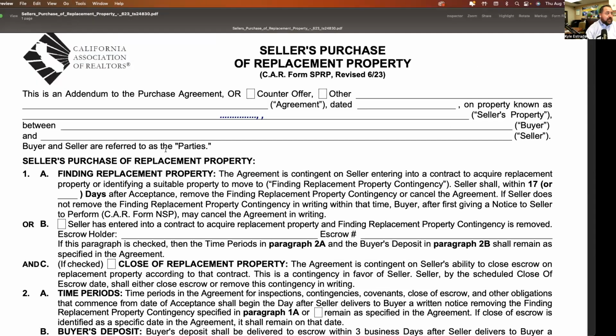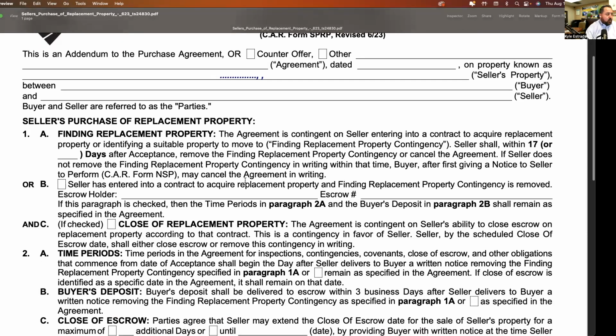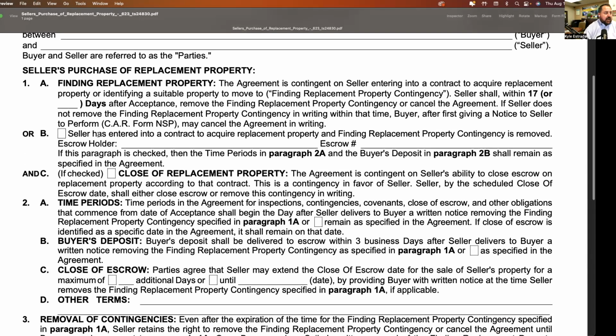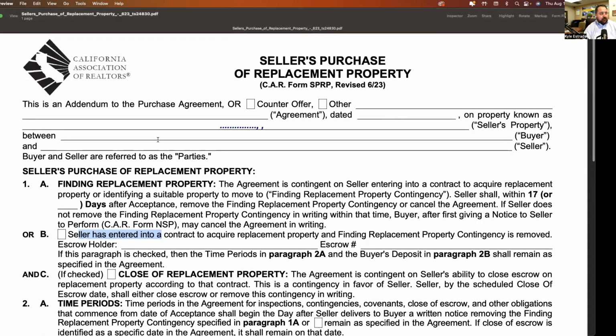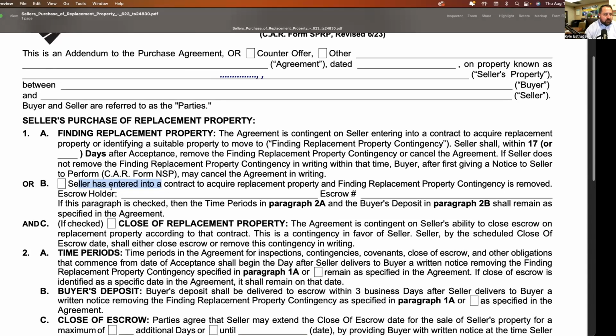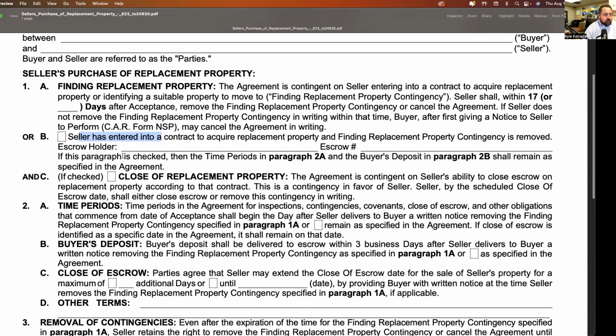Seller's purchase of replacement property. Okay. They added 1B on here, and that says, to indicate that seller has already entered into a contract to acquire a property and then the contingency for finding replacement property is eliminated. Paragraphs 4 and 5 were added, identify the buyer and seller respective rights to cancel. So 1B now is that I've already found a replacement property. This is only now for me to close escrow.